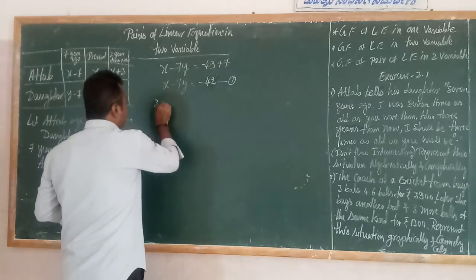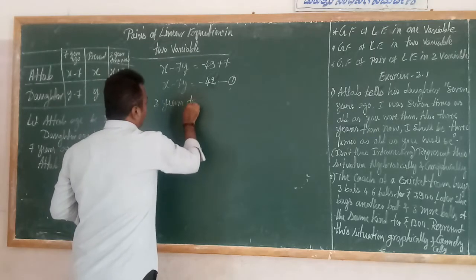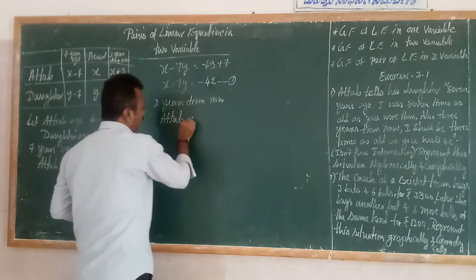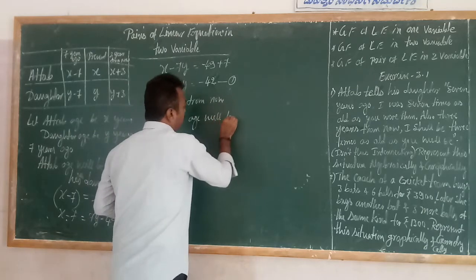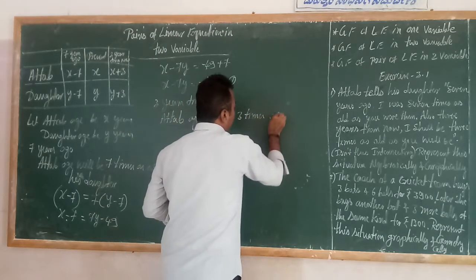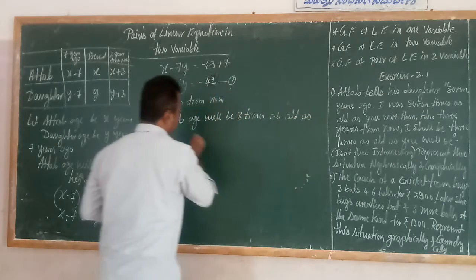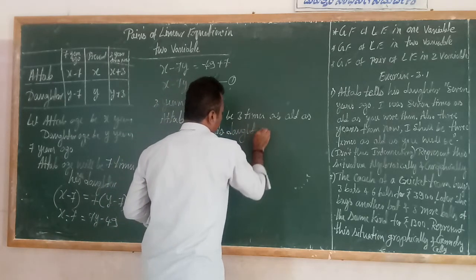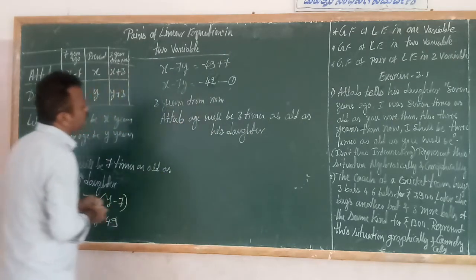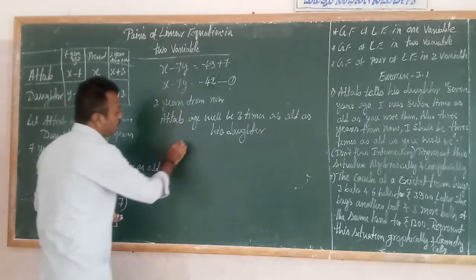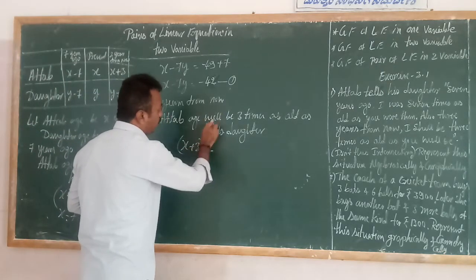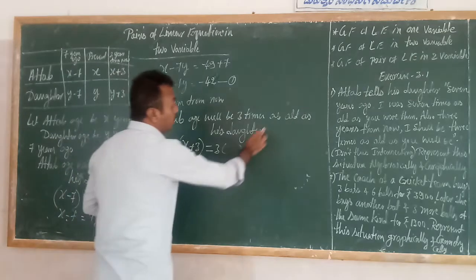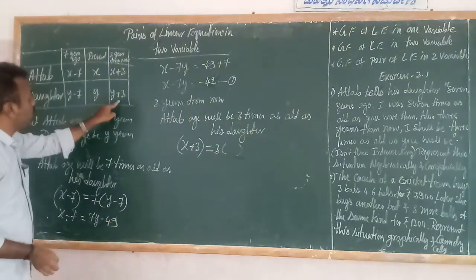Therefore, 3 years from now, Aftab's age will be 3 times as old as his daughter. Correct? Yes. Aftab's age. What is the age of Aftab after 3 years? X plus 3. Therefore, x plus 3 will be equal to 3 times, into 3 times. The bracket is indicated as into. As old as his daughter. What is the age of the daughter after 3 years? Y plus 3.